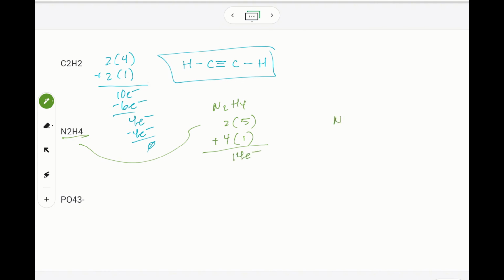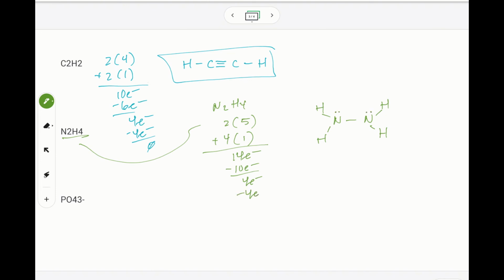And so we have 14 electrons to distribute. So again, nitrogens will be connected. We'll distribute the hydrogens around them, and then we'll just bond everybody together, right? And then we will subtract all those electrons from our total, right, which is going to leave us with 4 to distribute. And so we will fill valences by filling those nitrogens.